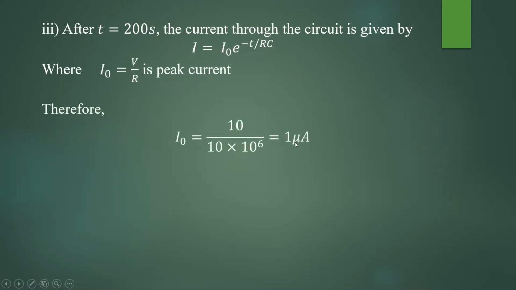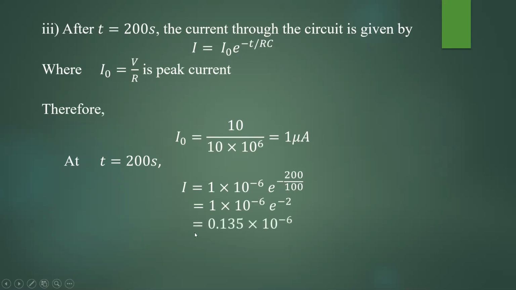Calculate I naught, it comes out to be 1 microampere. You substitute here in this expression, T is 200 seconds, RC is 100 seconds. You will get 1 into 10 to the power 6 into e to the power minus 2, and if you calculate, that will be 0.135 microampere. That is the answer for this particular question. Okay, so I will show you how this e to the power minus 2 comes out to be 0.135.